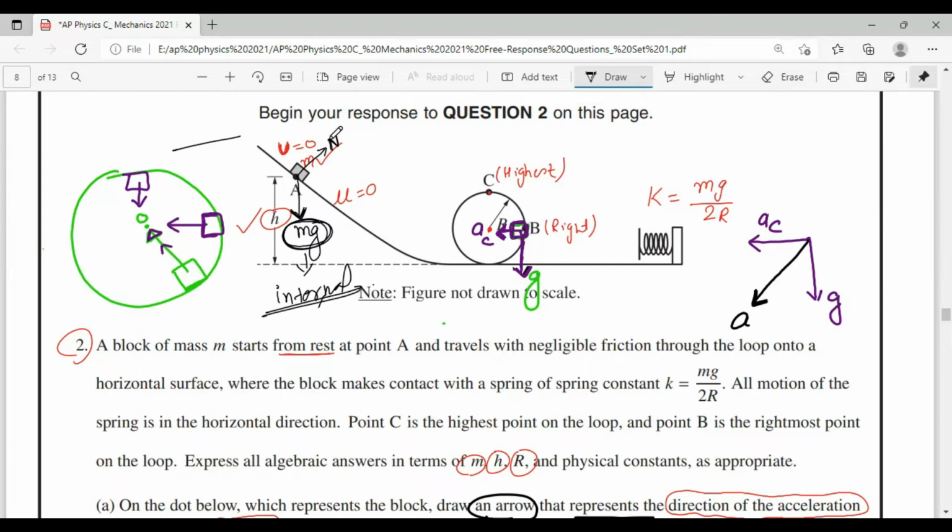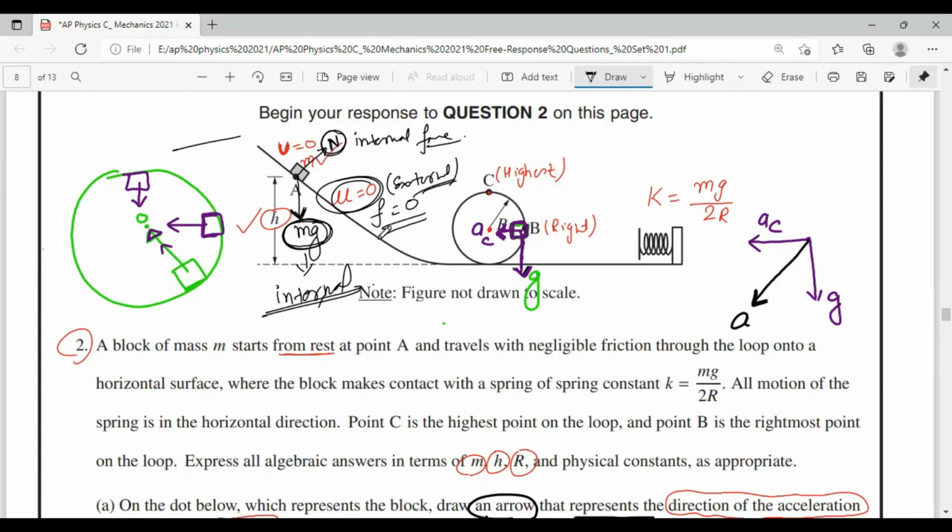Mg is an internal force, right? This normal is also an internal force, right? So there is no external force. Friction: since the coefficient of friction is 0, the frictional force will be 0. See, this would be your external force, but it is 0.